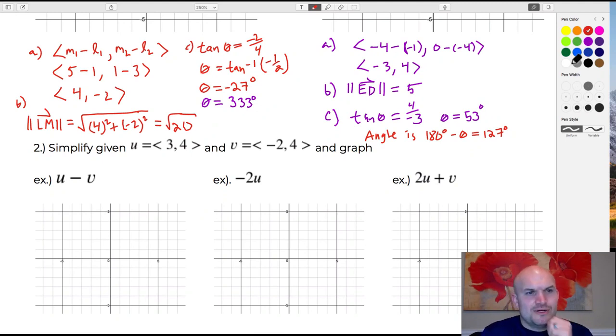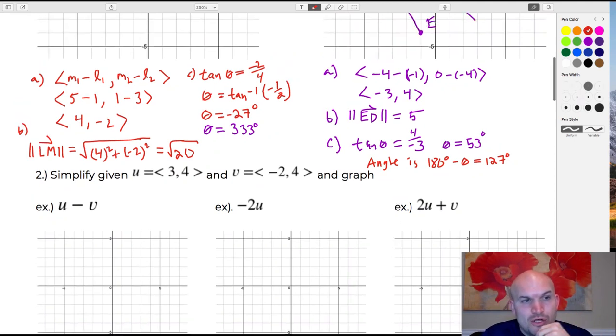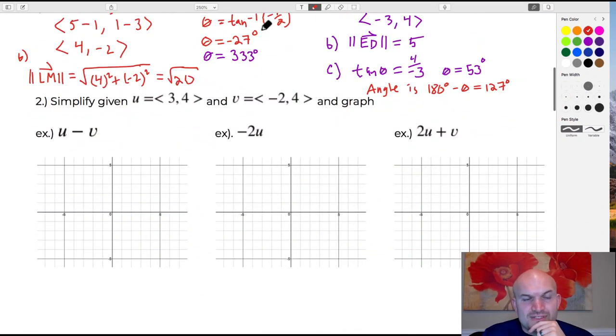All right, so let's simplify, given u is 3 comma 4 and v is negative 2 comma 4. You can notice that these two vectors are in component form, and rather than calling our vectors by letters with the little symbol, we're just giving them variables u and v. I'll work on these a couple different ways. Let's graph u and v. Actually, yeah, let's do it this way.